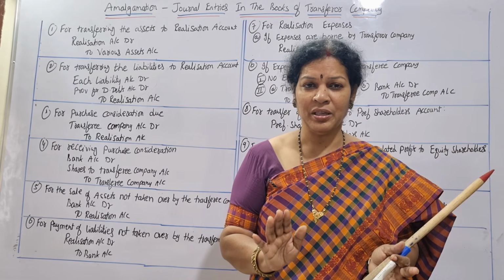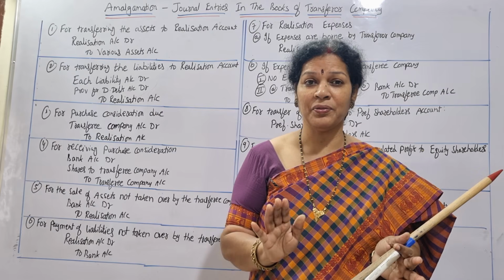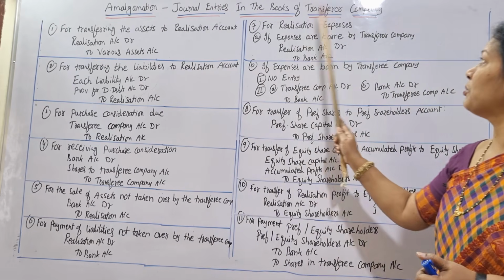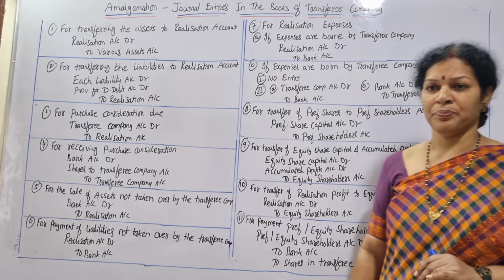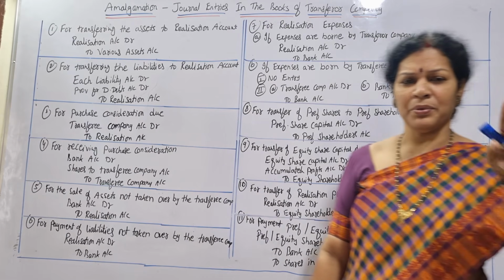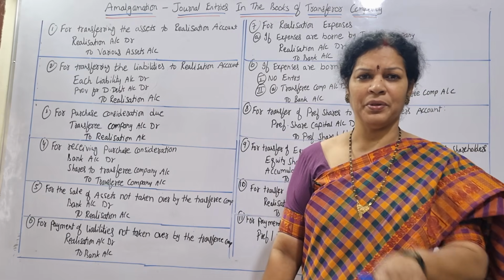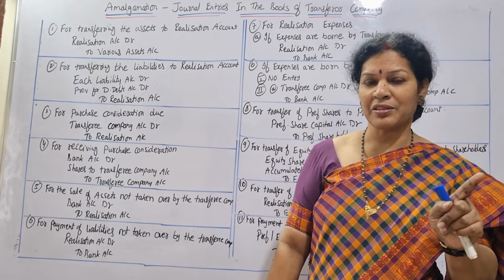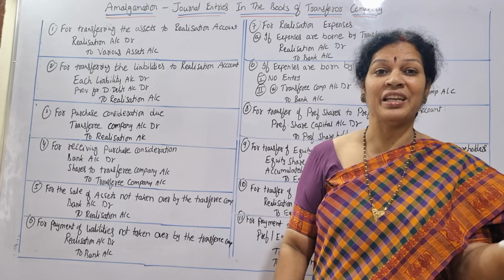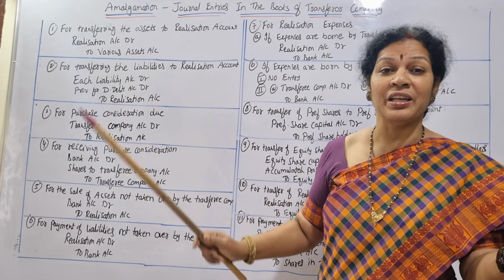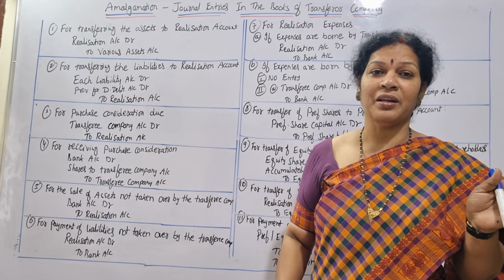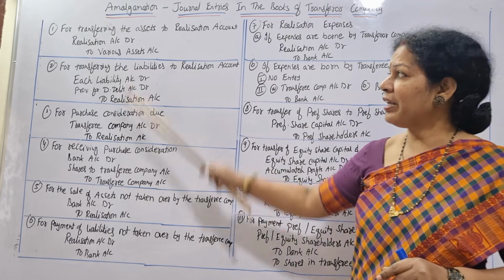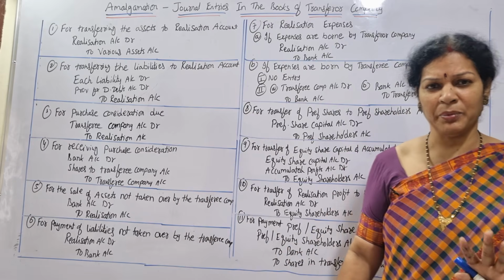Now today we will see journal entries in the books of transferor. Amalgamation journal entries in the books of transferor company. As I told you, X company, Y company is there, Z company purchased. So in the books of X company and Y company, who is selling? Transferor means who is selling. So in that company we are writing the journal entries. Different transactions are very easy to remember. I'll make you understand.